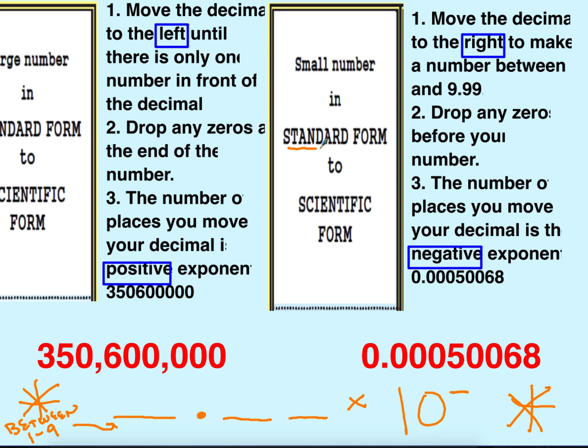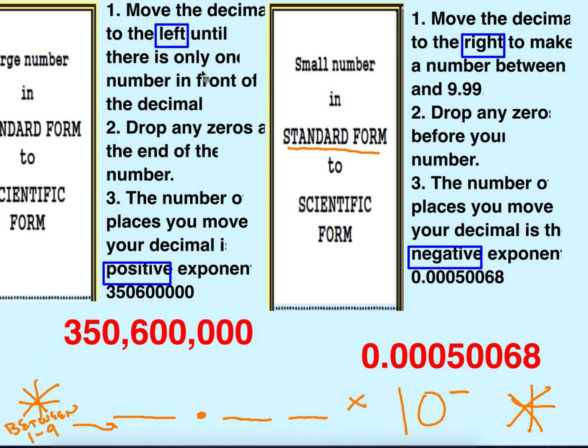Standard form is just what we know numbers as now. So I have this number, 350,600,000. That is just a number, and we call that standard form. That's not in scientific notation. That's just what the number looks like. Now, what we're going to learn today is how to convert this into scientific notation. So check this out.